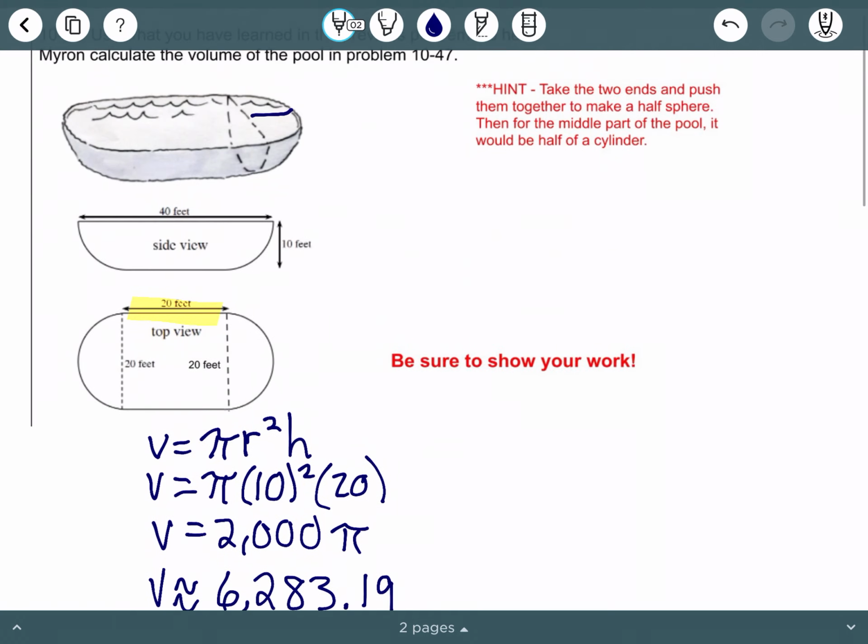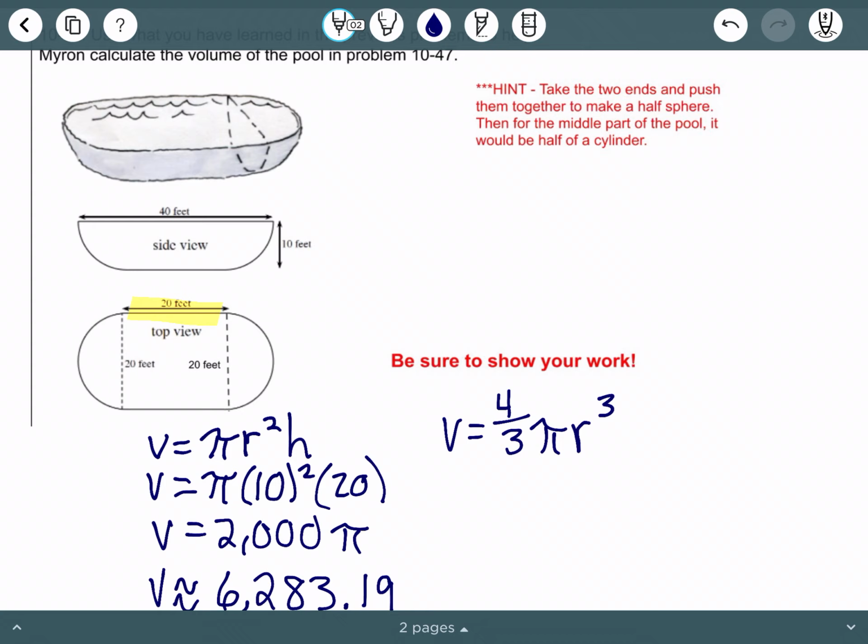Now we need to figure out the volume of either end. And we talked about if we take out that middle cylinder part and we push the two ends together, that creates half of a sphere, right? So now what we need to do is get the volume formula for a sphere. And to find the volume of a sphere, V equals 4/3 pi times the radius cubed.